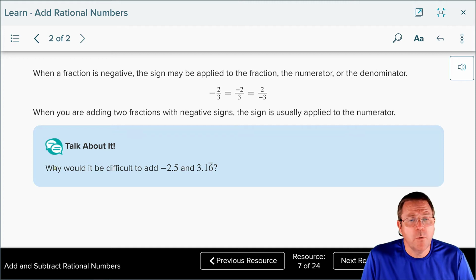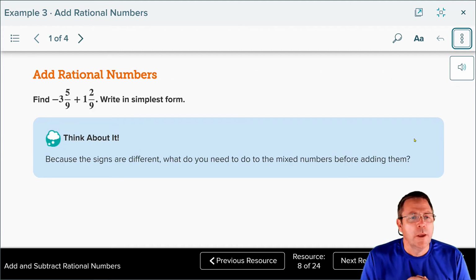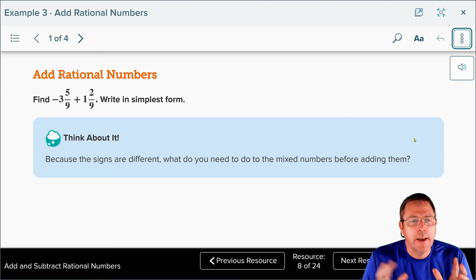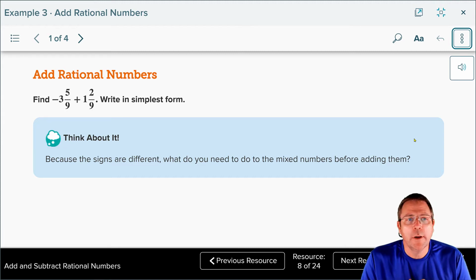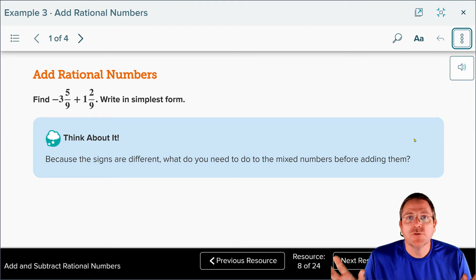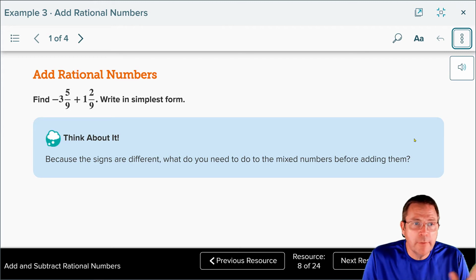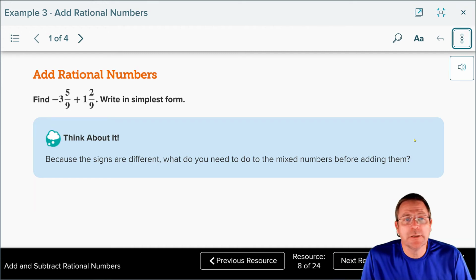And they give us a question: why would it be difficult to add negative 2.5 and positive 3.16 repeating? Because that repeating number, where do you choose to stop it? It's going to give you an imprecise answer. So now we're going to add negative 3 5/9 and 1 2/9. The signs are different. What I taught you earlier, find the difference. But before we can do any of that, we need to figure out how we want to work them. Do we want to keep them as mixed numbers? Do we want to place them as improper fractions? These are important questions you need to ask yourself before you start the problem.